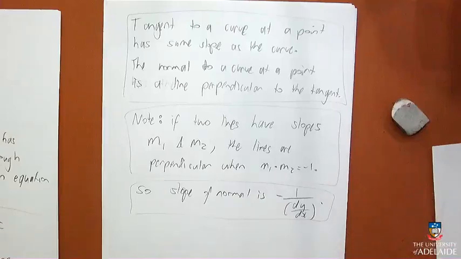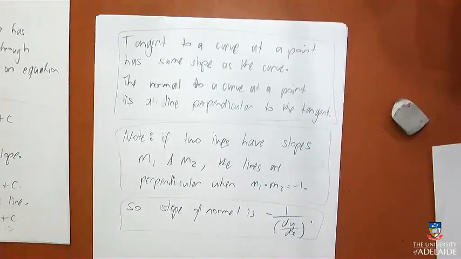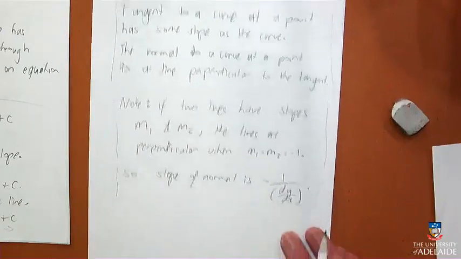Normals are useful because they can tell us which way to go to get as far away from the curve as quickly as possible. It's useful in astronomy for those sorts of things. Okay, so I'm going to do an example now where I have a curve and I find both its tangent equation and its normal. And I think I have enough time for 2 examples. So I'll see how I go.